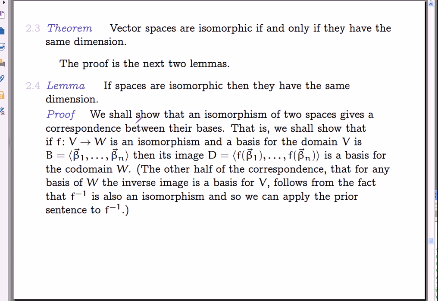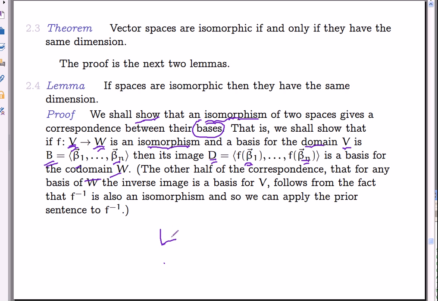To prove this, we will show that an isomorphism of two spaces gives a correspondence between their bases. Now remember, an isomorphism takes every vector in one vector space to a vector in the other vector space. So in particular, it will take a basis in the domain to a set of vectors in the codomain. And what we want to show is that that set of vectors in the codomain is also a basis. We shall show that if f from V to W is an isomorphism and a basis for the domain V is beta 1 through beta n, then the image of this basis B, which is D, consisting of f of beta 1 through f of beta n, is also a basis for the codomain.